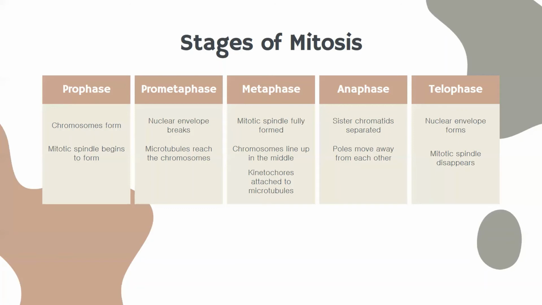So, for your understanding, metaphase starts with the M, right? Meta, it lines up in the middle. So think of M and then middle. Metaphase is the phase where the chromosomes line up in the middle. And the anaphase is when the sister chromatids are separated and the poles start to move away from each other. And telophase, they say, is basically the opposite process of prophase. Telophase is where the nuclear envelope forms again, and the mitotic spindle disappears again.